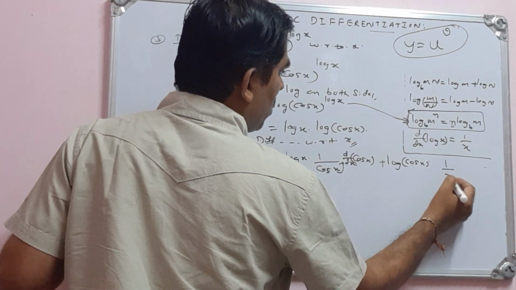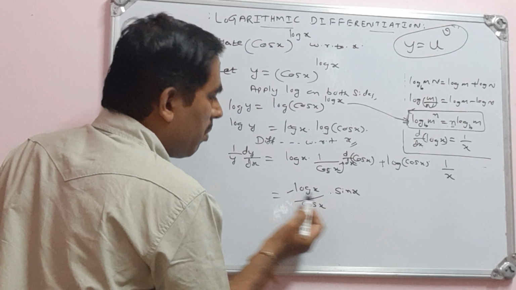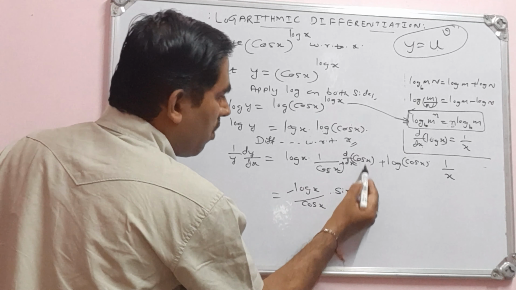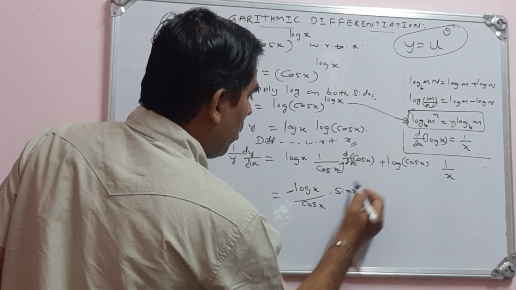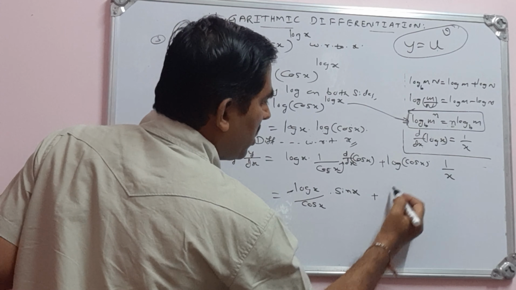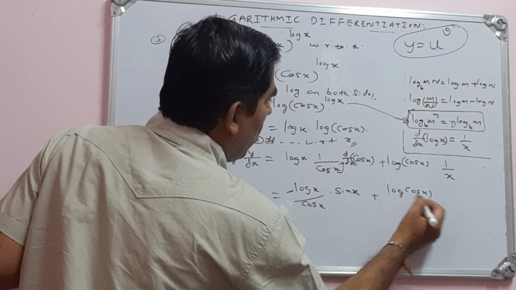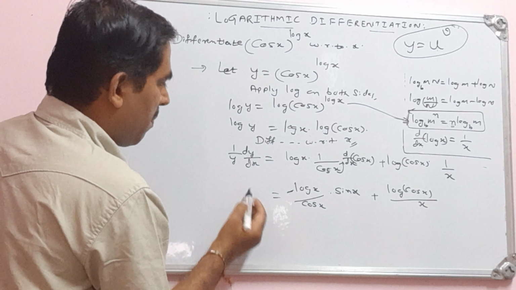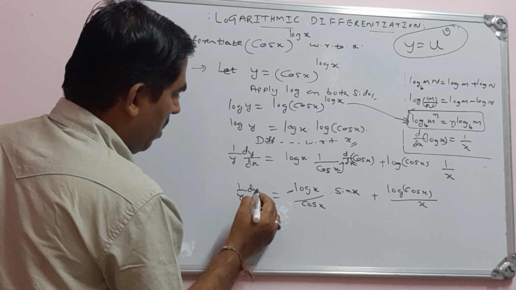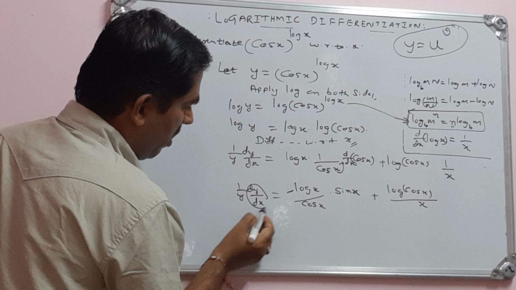Log x into 1 will be log x, divided by, in the denominator, cos x, into the derivative of cos x, which is minus sin x. That minus I will write here in the beginning; afterwards you can put the bracket. Minus log x into derivative of cos x, which is minus sin x, plus log of cos x divided by x, which I write in the denominator. This is 1 by y into dy by dx.